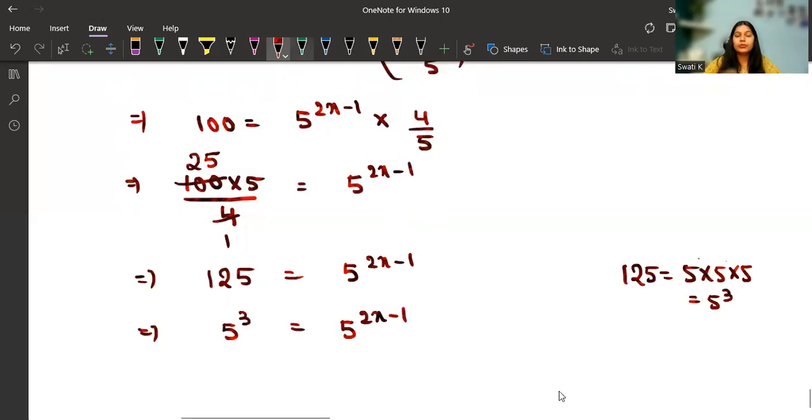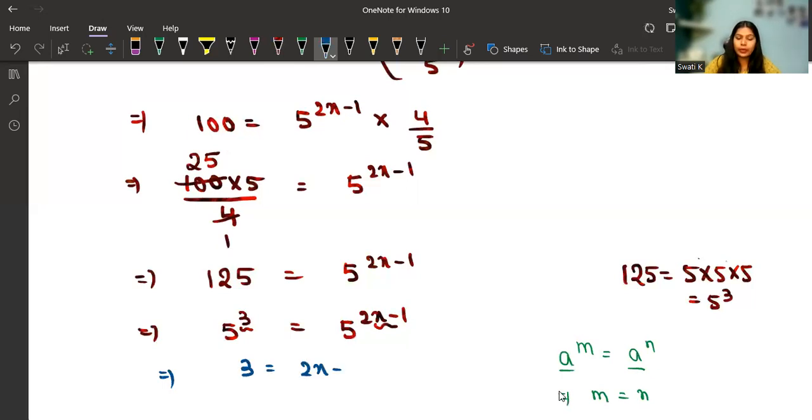Now here I'm going to use another property of exponent, and it simply says if I have a raised to m equals a raised to n, that means they are equal and their bases are same, then it implies that their powers will be equal. Okay, so m equals n. So here imagine this one is m and this one is n. So because the bases are same, the powers will be same. That means m equals n, that means 3 equals 2x minus 1.